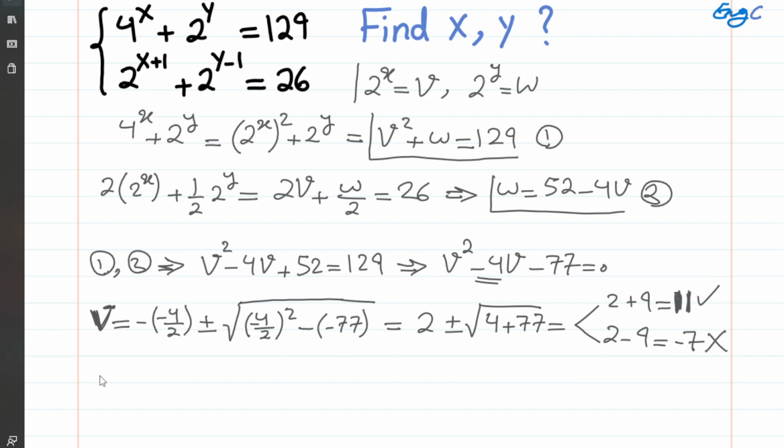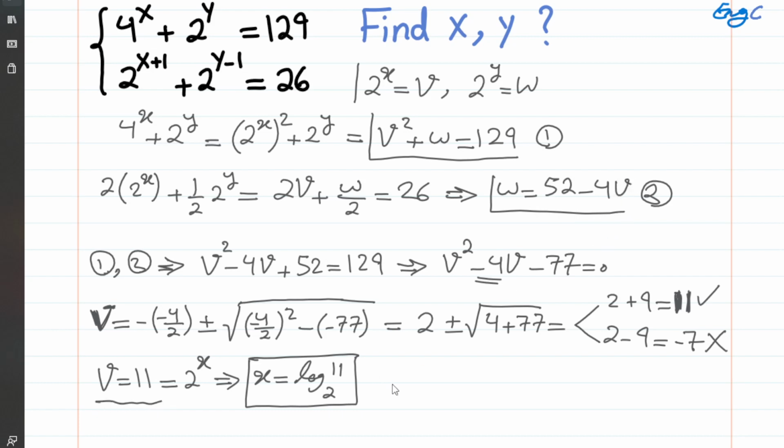We only take 11. In summary, v is 11, and since v is 2 to the x, just taking log base 2 of both sides, we get x equal to log 11 base 2. So that's the value for x. And finally, as a wrap up, from equation number 2, we can find w because v is 11. Substituting for that in equation 2, we get w equal to 52 minus 4 times 11, so minus 44, and that gives us w equal to 8. We know w is equal to 2 to the power of y, so obviously, since 2 to the power of y is 8, y has to be 3.